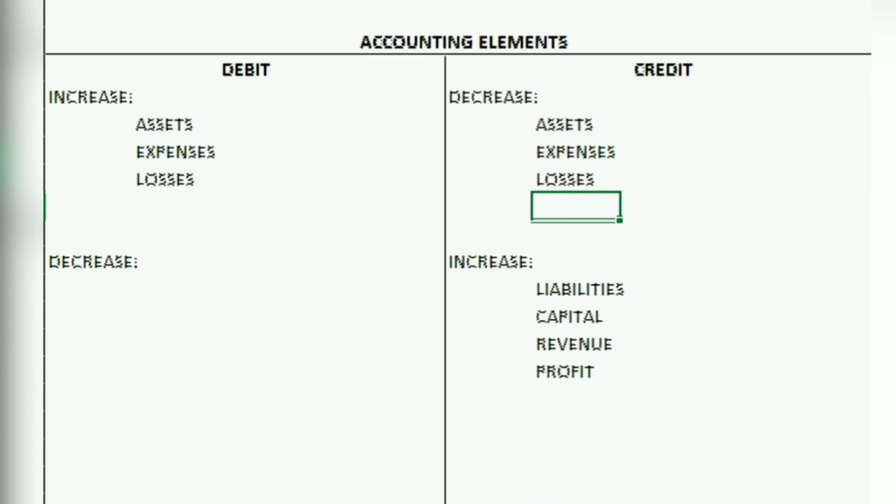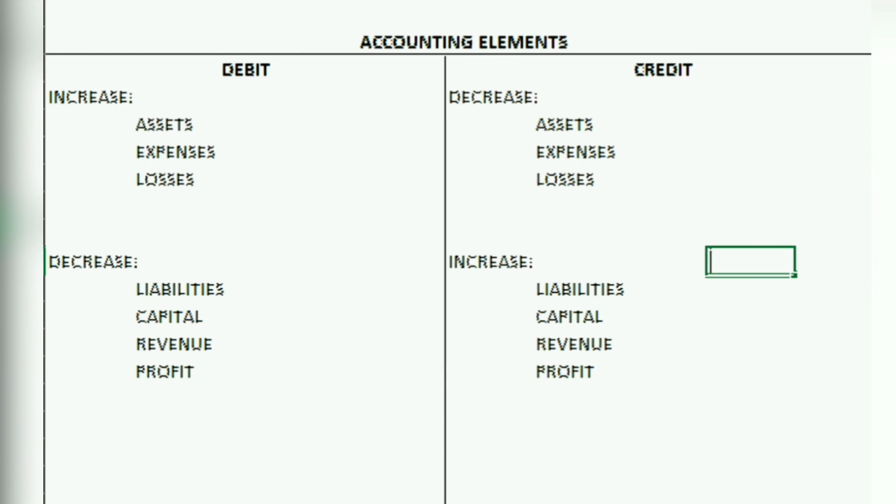assets, expenses, losses. So, kabaliktaran lang siya. Kung increase si asset, expense, and losses sa debit, malamang decrease siya sa credit side. Okay? While the accounting elements that decrease on the debit side are, of course, ito lang din. Kung increase si liabilities, capital, revenue, and profit sa credit side, malamang decrease siya sa left side or debit side.